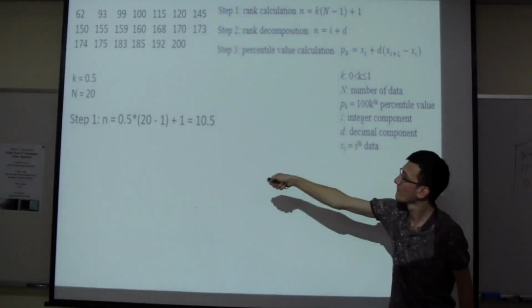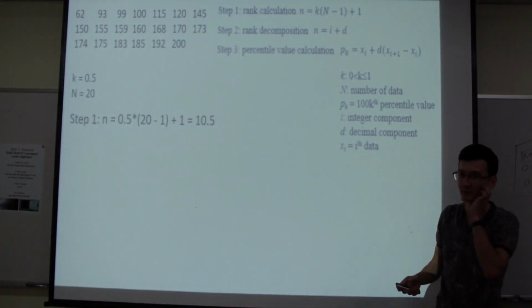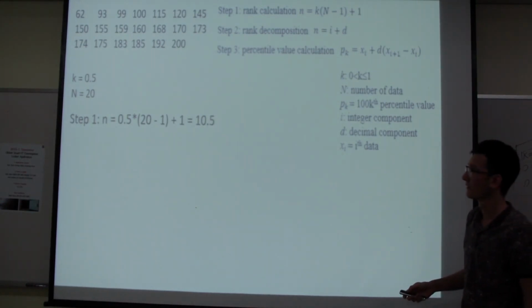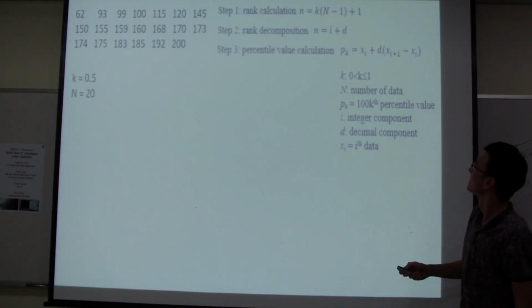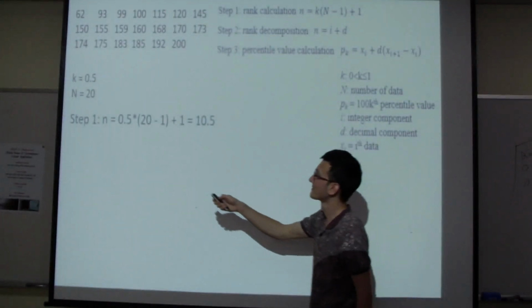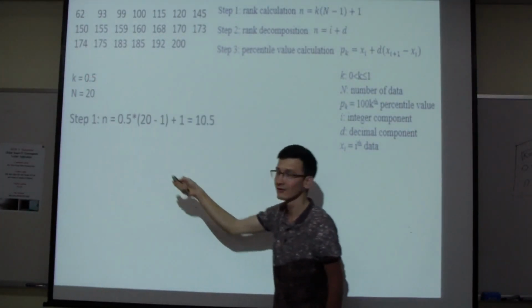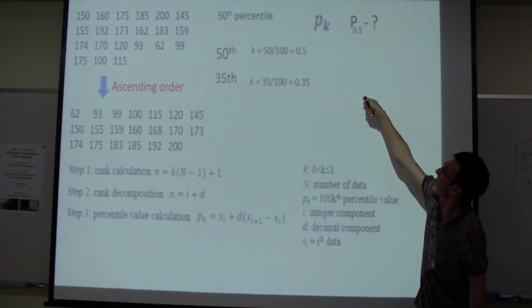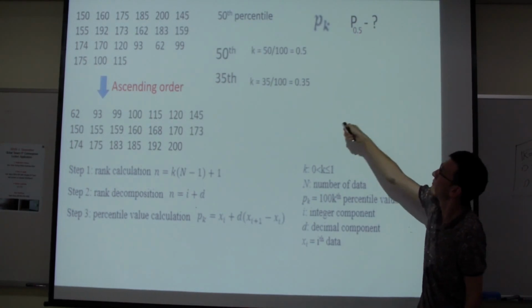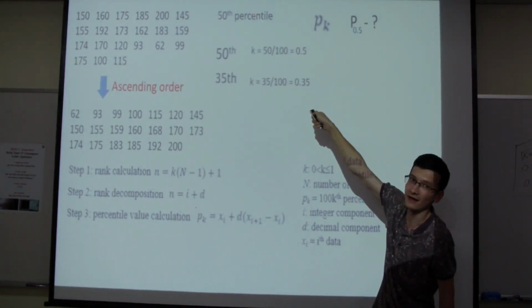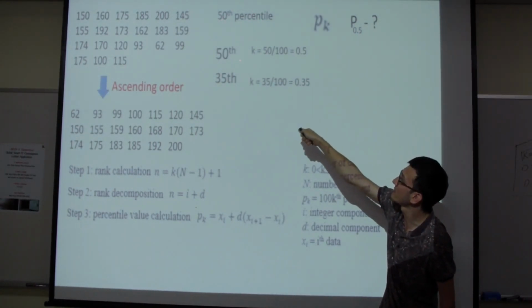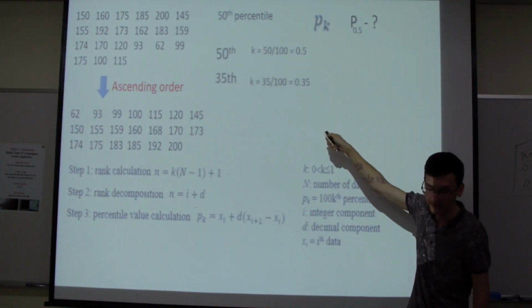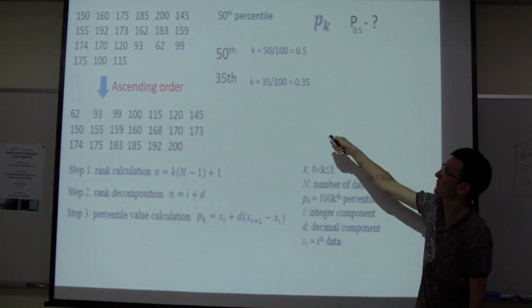What is 0.5? It is the 50% percentile. This is K, 0.5. We would like to find the 50th percentile. So we changed our 50th percentile into 0.5.